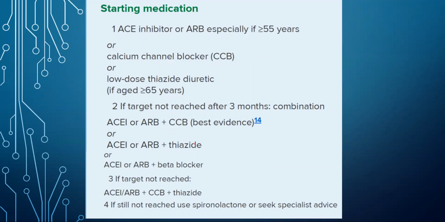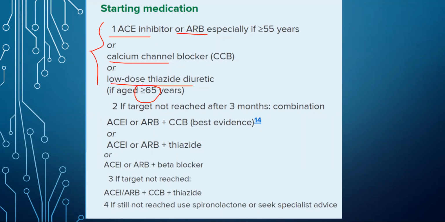When you start medication, you have mainly three choices. One is ACE inhibitor or ARB. You have calcium channel blocker and thiazide diuretics. These are your three main antihypertensives that you can use. Especially thiazide diuretic is important if the patient is more than 65 years old. And ARB is mainly for a younger population.